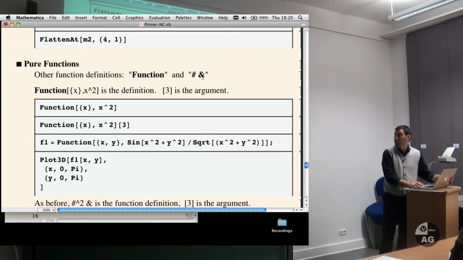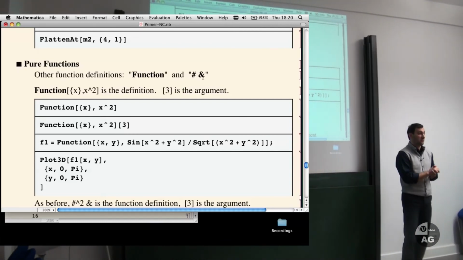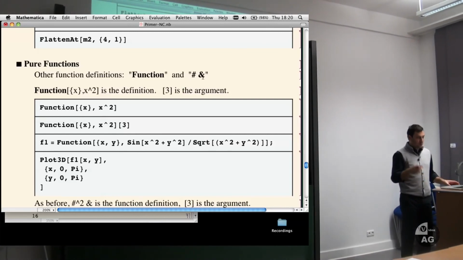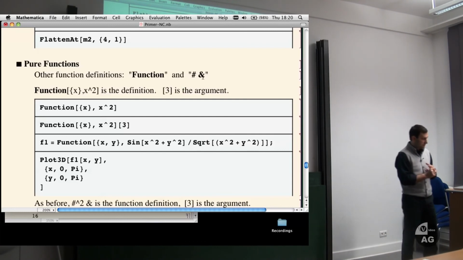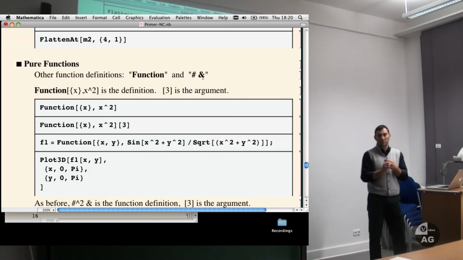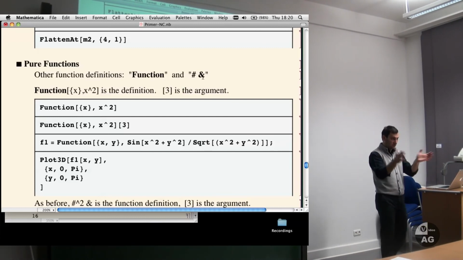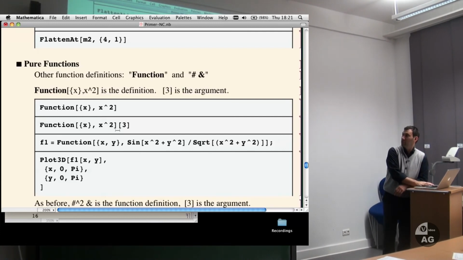Now we get into pure functions. This is really cool. You can define functions on the fly without assigning a name to them. This is super cool when you want to write cryptic and unreadable code. Also, when you want to write code that is as short as possible. Remember, there will be a competition to create the shortest code. This is super cool. Okay, this is how to do it.